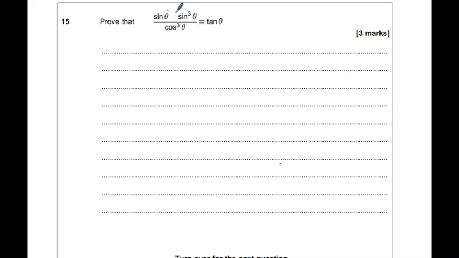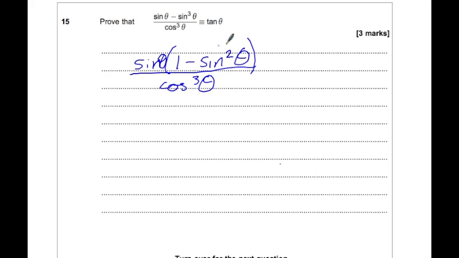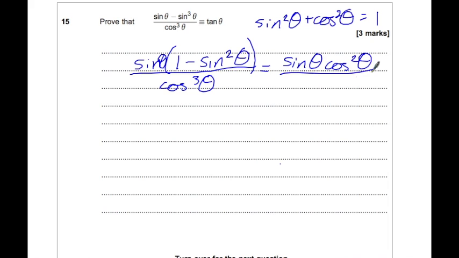So we can factorise out sine theta, and we'd have 1 minus sine squared theta. Whoops, that should be sine theta times 1 minus sine squared theta over cos cubed theta. Now, 1 minus sine squared theta, because we know sine squared theta plus cos squared theta equals 1, must be equal to cos squared theta. So this would equal sine theta times cos squared theta over cos cubed theta.